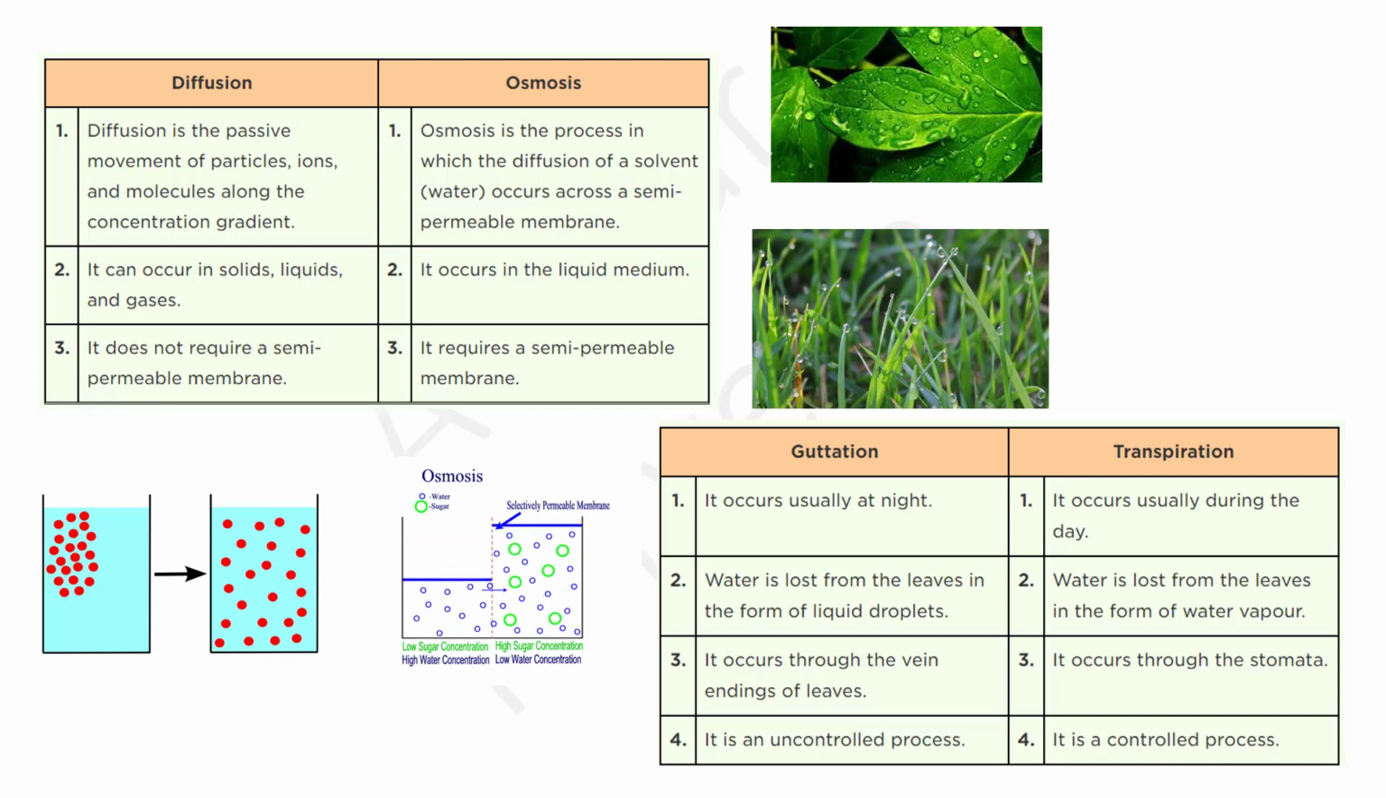Guttation is a loss of water from leaves in the form of liquid droplets. But in transpiration, water is lost from the leaves in the form of water vapor. Guttation occurs through the vein endings of the leaves, that is the tips of the leaves. But transpiration occurs through the stomata. And guttation is an uncontrolled process, but transpiration is a controlled process.